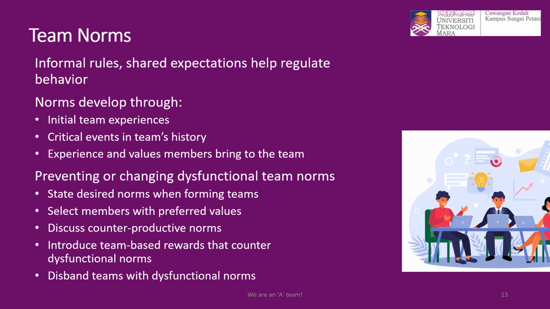Now, let us look at the second component of team processes, which is team norms. Team norms are informal rules and shared expectations which the group creates to regulate the behavior of its members. Norms are developed through initial team experiences, critical events in team history, and the experience and values which members bring to the team. To ensure that everyone follows the norms and to avoid dysfunctional team norms, all members need to be informed of the desired norms at the early stage of forming the team. Then, the team also needs to be selective on who the team members are and only accept members with the same values.